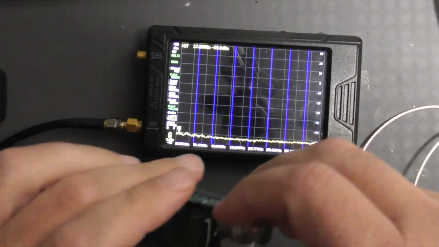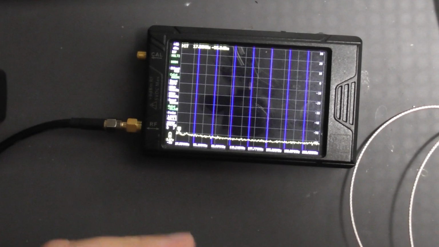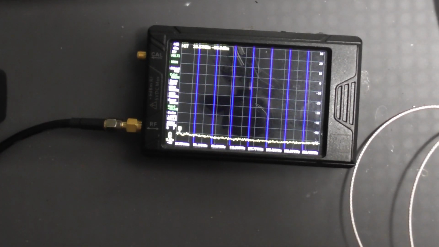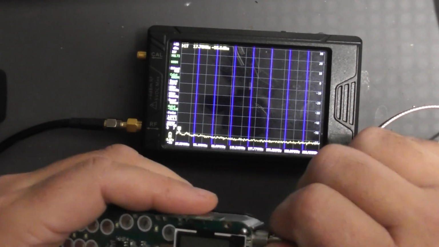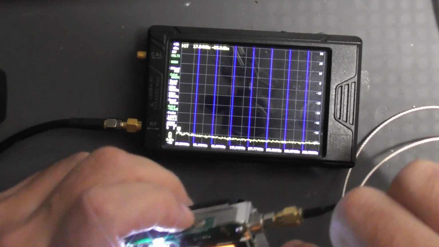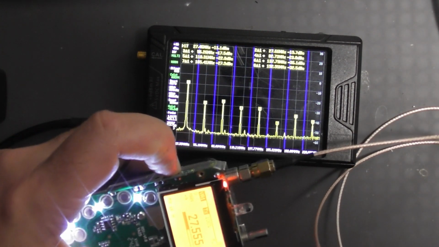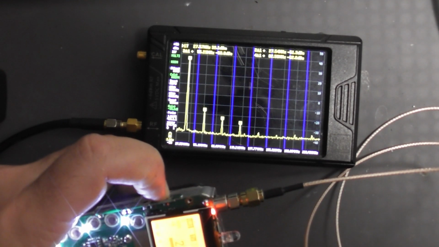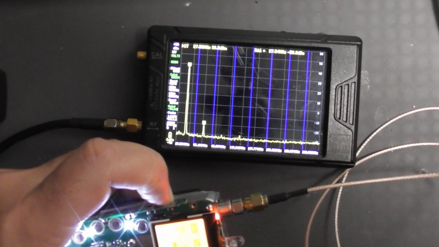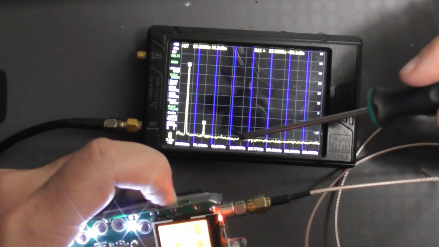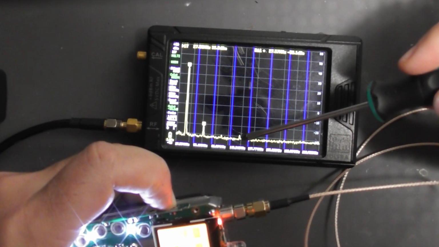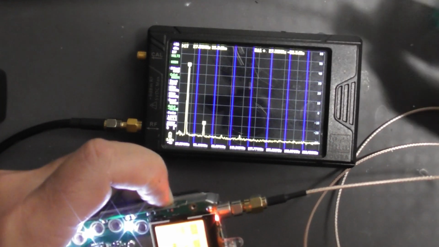Let's power up the Quansheng. Okay, so let's transmit. And there you can see pretty much the same sort of readings. The harmonics on the air band are pretty much in the noise level. It's about minus 70, so yeah, we're getting exactly the same sort of reading as what we have on the Albrecht.